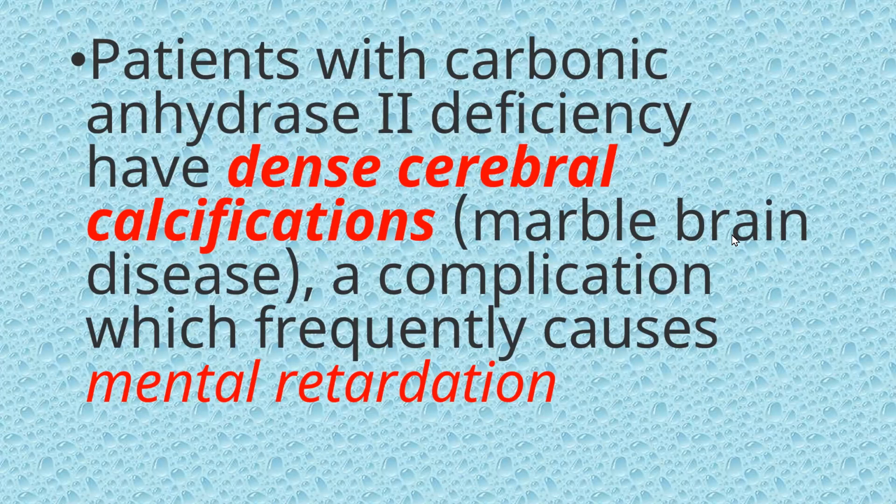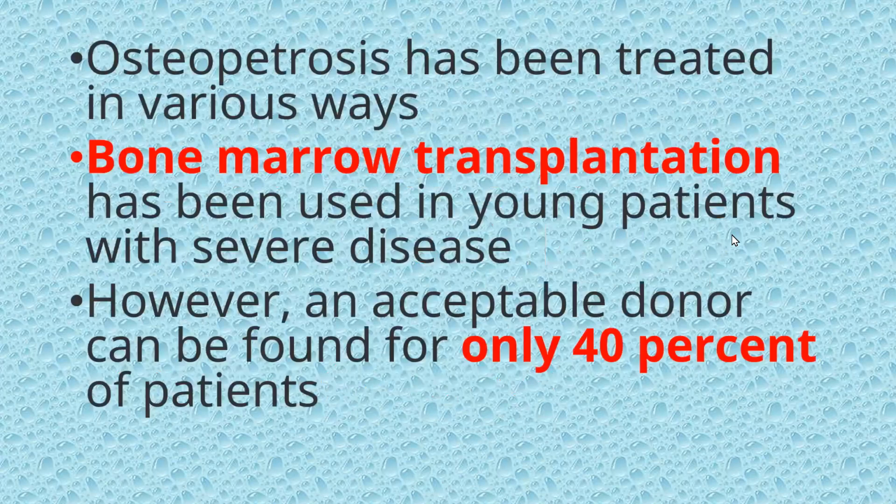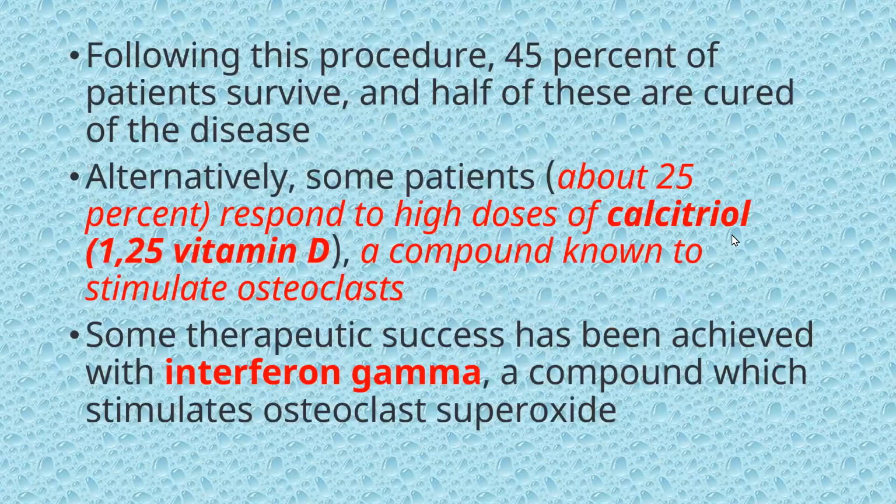Treatment: osteopetrosis has been treated in various ways. Bone marrow transplantation has been used in young patients with severe disease. However, an acceptable donor can be found for only 40% of patients. Following this procedure, 45% of patients survive, and half of these are cured completely of the disease.